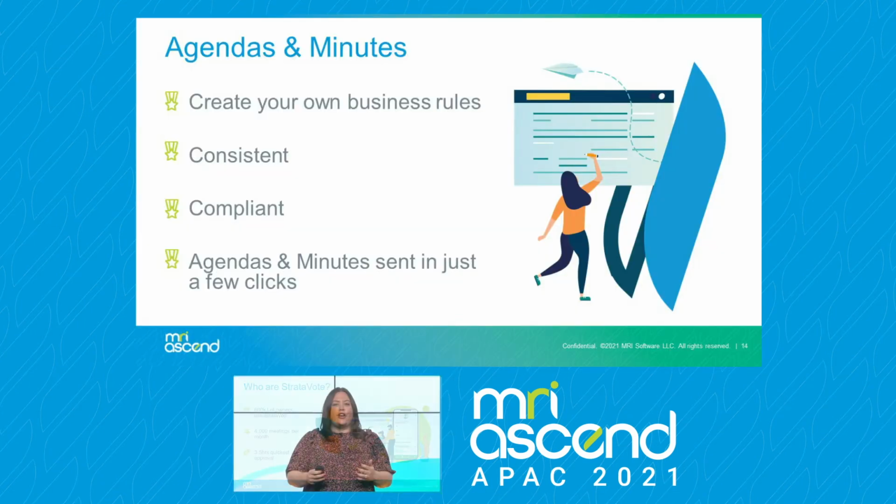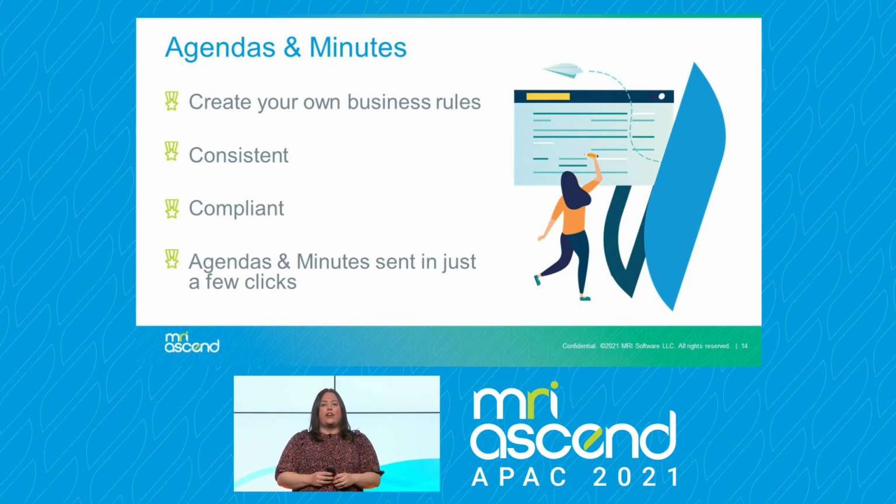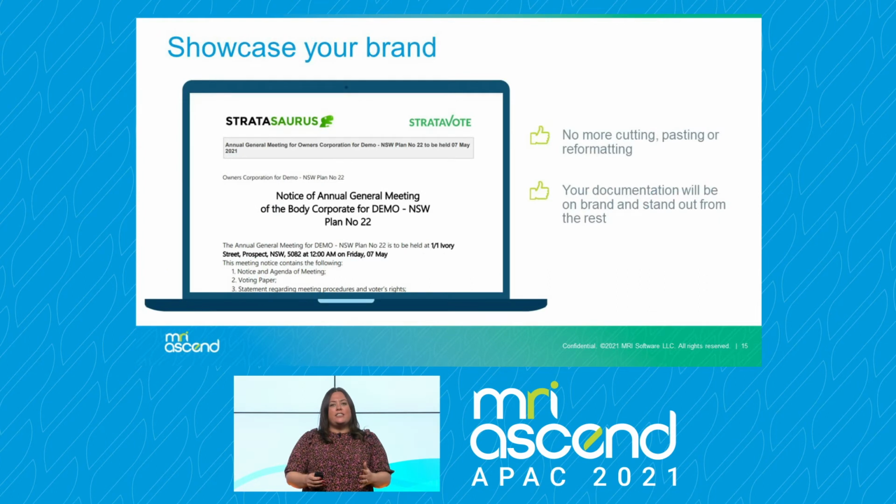So, as the video shows, Stratavote has extensive template configuration and business rules that create consistent and compliant motions, meetings, and documentations in just a few clicks. You will no longer need to spend unnecessary time adjusting the formatting of your meeting documentation. The Strata managers that are already using the platform love that there's no more cutting and pasting and formatting. The agendas and minutes are produced effortlessly from your templates. And when you implement Stratavote, your agendas and minutes can look how you want them to look, ensuring that the documentation being sent to your customers is on brand and stands out to the rest.